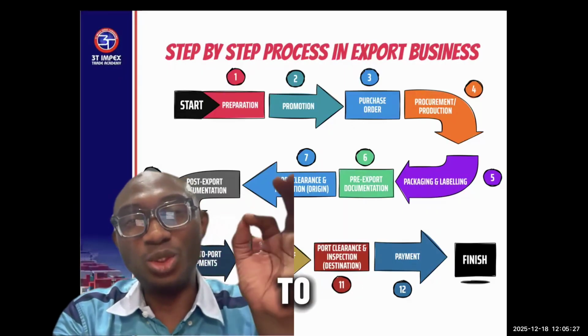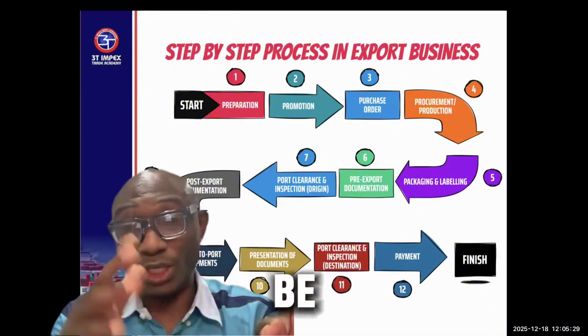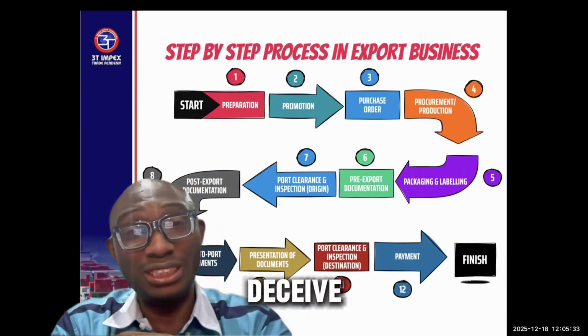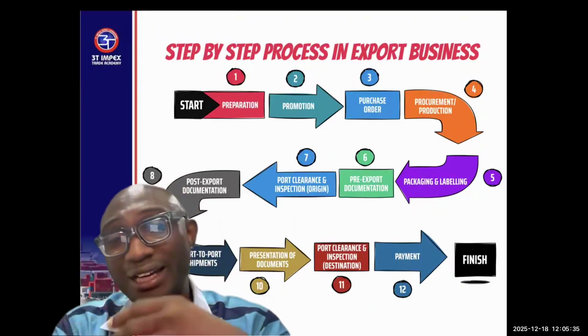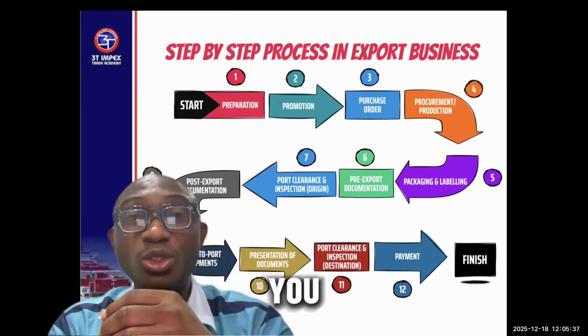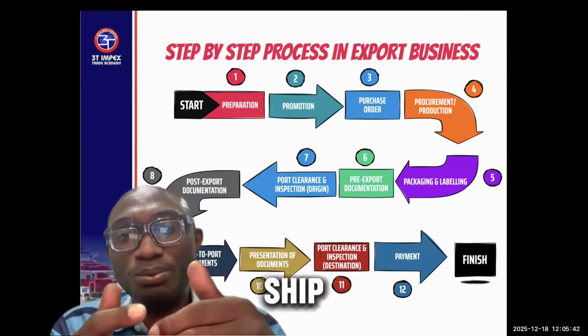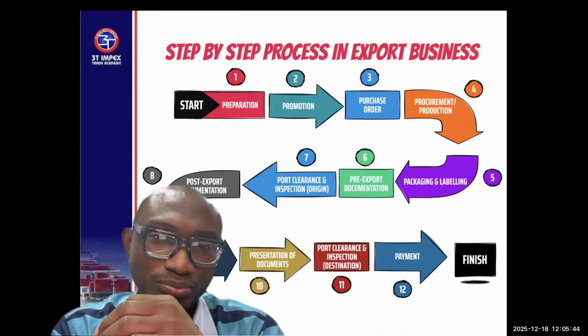What that means is that you are not loading a full container. It's supposed to be 20 tons, and when it gets to the destination, the buyer says 17 tons. And you think the buyer is trying to deceive or defraud you. You don't know that it's you that did not monitor very well in Nigeria and allowed people to ship what is incomplete to you.